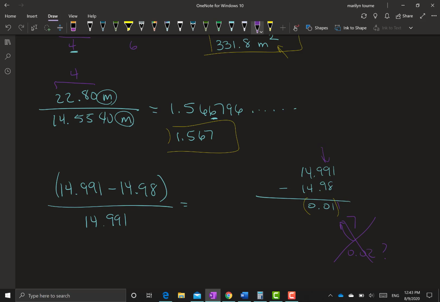So then you would take 0.01 and divide it by 14.991. Now the rule changes. Now the rule is least number of sig figs. The number on the top only has 1 sig fig, which means that your final answer will only have 1 significant digit. On your calculator, it gives you originally 7.337, keeps going, times 10 to the negative 4. But you can't report that. You have to only report 1 significant digit, which would be 7 times 10 to the negative 4.